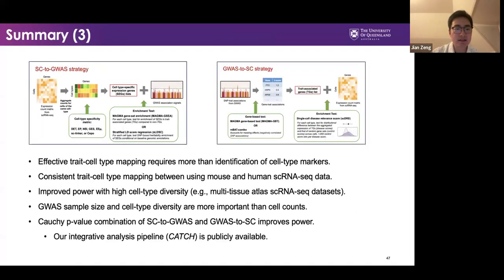So these are the key observations from our benchmarking analysis. Effective trait cell type mapping requires more than just identification of the cell type marker genes. And using mouse and human data produces consistent results. To improve power, using a data set with diverse cell types or using a GWAS with high sample size seems to be more important than using more cells. And to maximize the power, it's best to combine the two strategies. The Cauchy p-value combination provides a convenient way to do that.